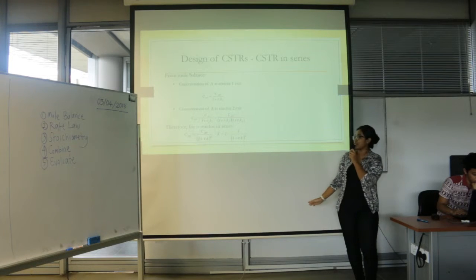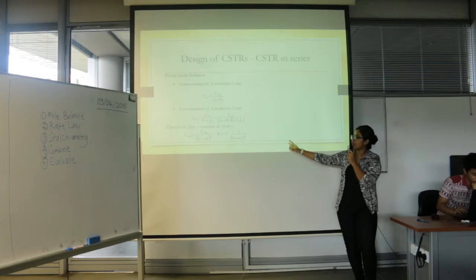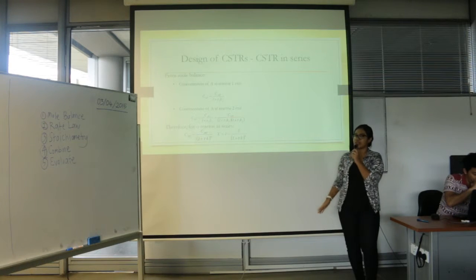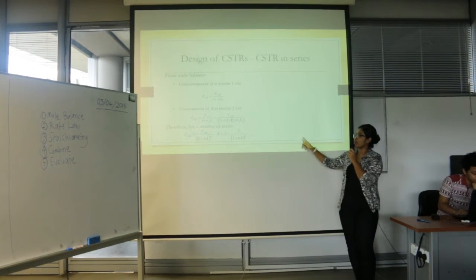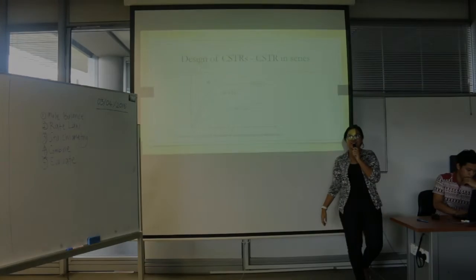Therefore, for n reactors in series, we get CAn equals CA0 over 1 plus tau k to the power of n. And then the conversion X equals 1 minus 1 over 1 plus tau k to the power of n. Okay, finished, that's all.